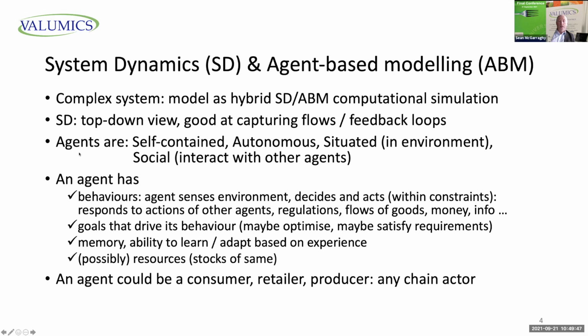An agent is our model of an actor, and it is a self-contained part of the world. It's autonomous, in other words, it makes its own decisions, but it is situated in an environment. So it has to react to what happens in the environment. And also it is social. It's interacting with other agents. So its decisions and its actions will depend on the environment and what other agents do.